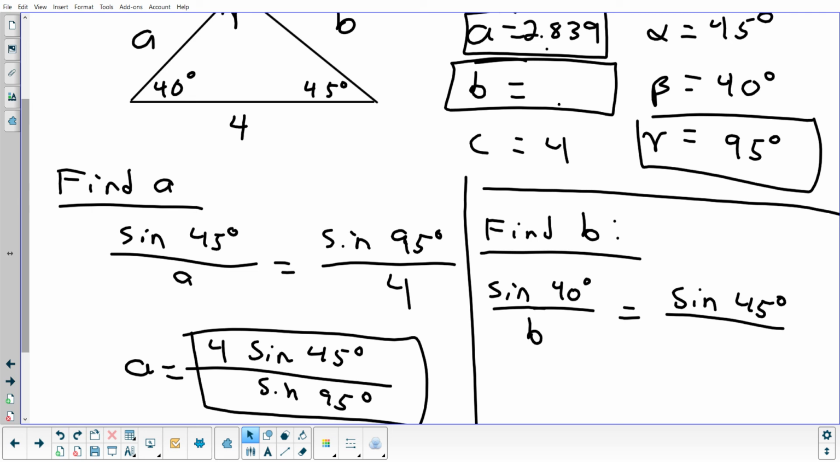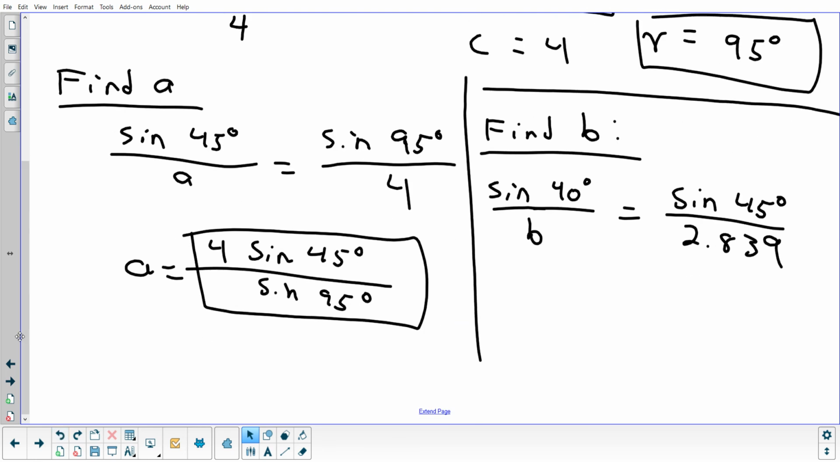Well, you don't want to put these two things in the same fraction because they're not in the same row. You have to keep the rows together in your proportion. So 2.839. Okay, so now we'll cross multiply. And Abigail, can you tell me what B will equal?